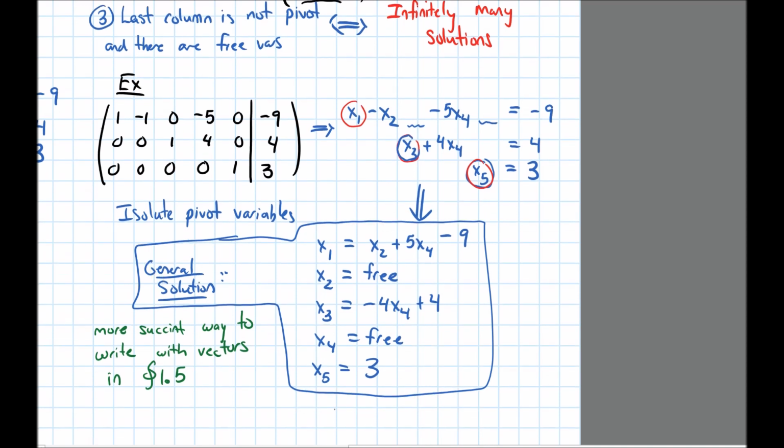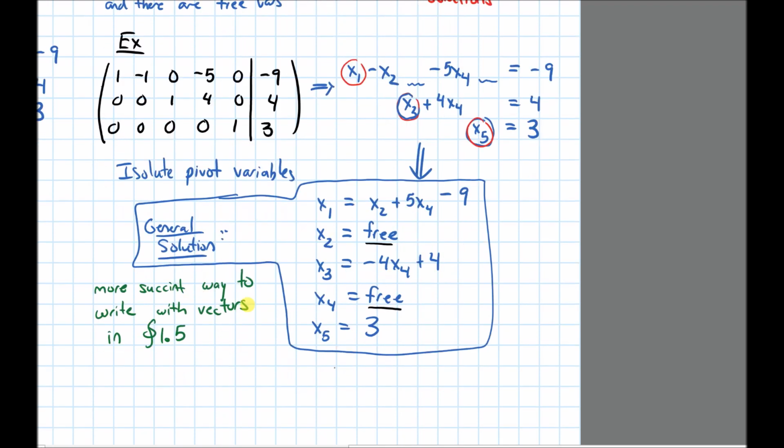Okay, and the reason why there are infinitely many solutions is, the fact that the last column is not a pivot means I don't have a row of all zeros on the left-hand side of the augmented bar and something non-zero on the right. So because I don't have that, there is a solution. The reason why there's infinitely many is because there are free variables here. And the fact that they're free variables means I can let these variables be whatever I want, and that gives me a bunch of possibilities.